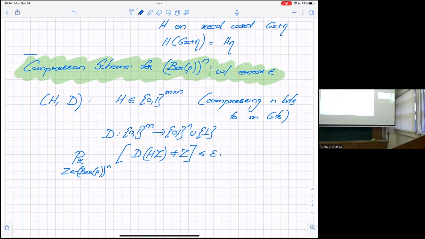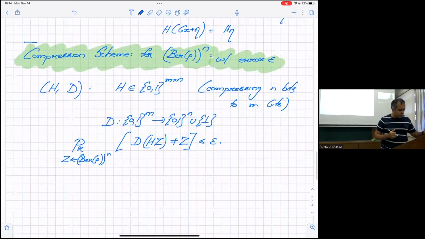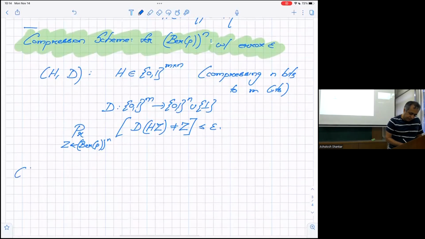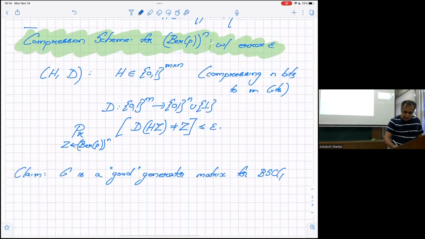What I want to state now is G is a good matrix for the encoding process if and only if H is a good compression matrix. So I want to say these are if and only if conditions. It's rather just an observation. Then G is a good generator matrix for BSC_p^n, where the noise is coming from BSC_p^n. By good, I mean error is less than epsilon.